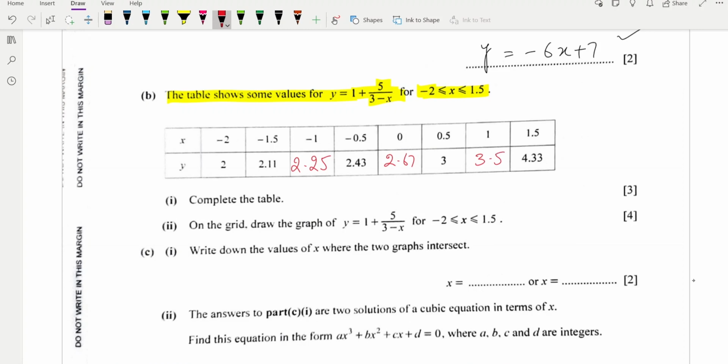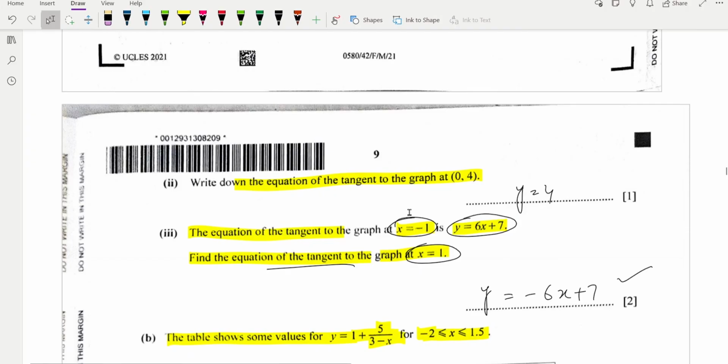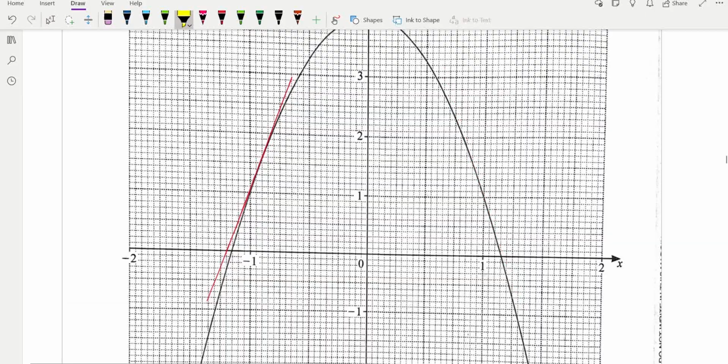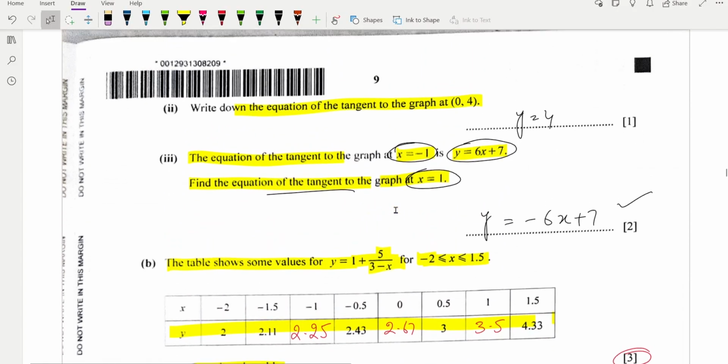These are the values which we have calculated, and the table is completed, which is for 3 marks. Now the next part says, on the grid draw the graph of this one. So the values which we found in this table, we have to indicate on the graph. The first value is (-2, 2), which we will indicate on the curve. I will erase this one. So -2 and 2 is this point which we have drawn, and the next point we want to check is (-1.5, 2.11).